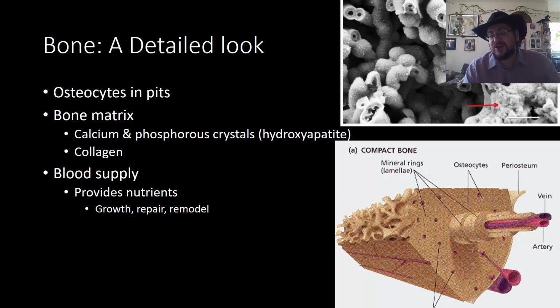Remembering that cartilage has no blood supply, it's why damage to cartilage sort of just sticks around. Your cartilage doesn't get repaired because it has no blood supply.